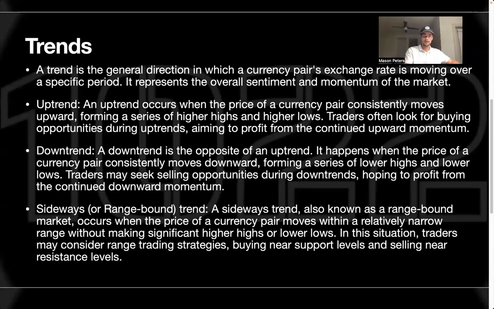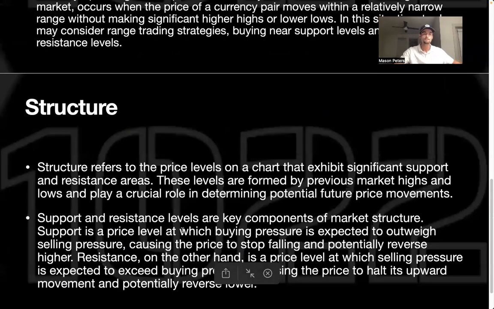Same with the downtrend, right? It's when it's going lower and forming a series of lower highs and lower lows. A sideways range is a range-bound trend, also known as consolidation. It occurs when the price of a currency moves within a relatively narrow range, without making significant higher highs or lower lows. In this situation, traders may consider range trading strategies, buying near support levels and selling near resistance levels.